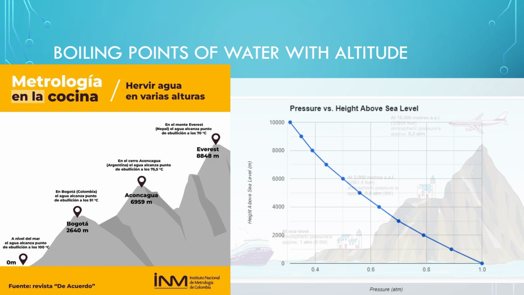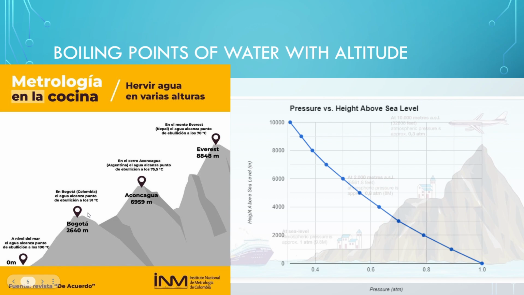So if you are at sea level, you have more air on top of you, so you're going to have a higher pressure. That would be, for example, in Cartagena, where we would have a pressure of 1 atmosphere. In Bogota, that is up to 2,600 meters, that pressure is going to be a little bit lower, and the boiling point is going to be lower as well.